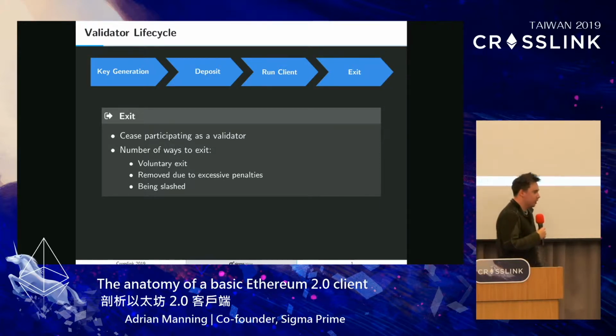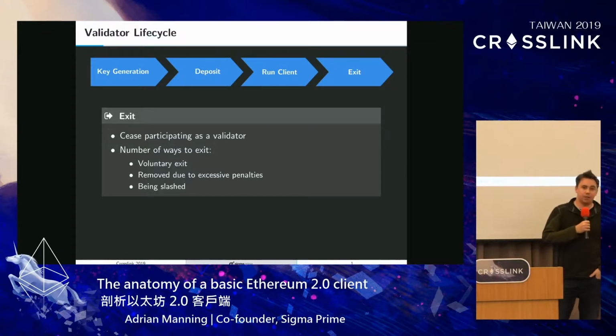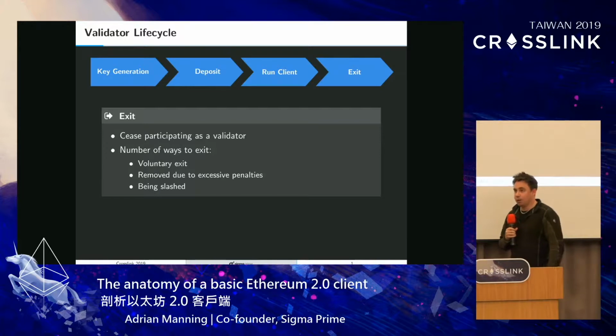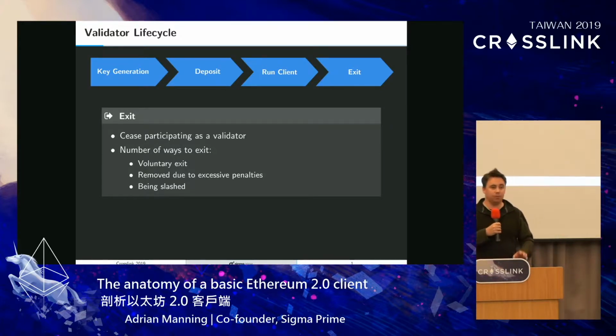So after a period of time, if you don't want to be a validator anymore, or you've decided you don't want to run the client, you can exit. You don't have to be a validator forever. There are a number of ways you can exit from being a validator in the Ethereum 2 system. The first one is a voluntary exit, so you can opt out. When you opt out, you're no longer a validator.